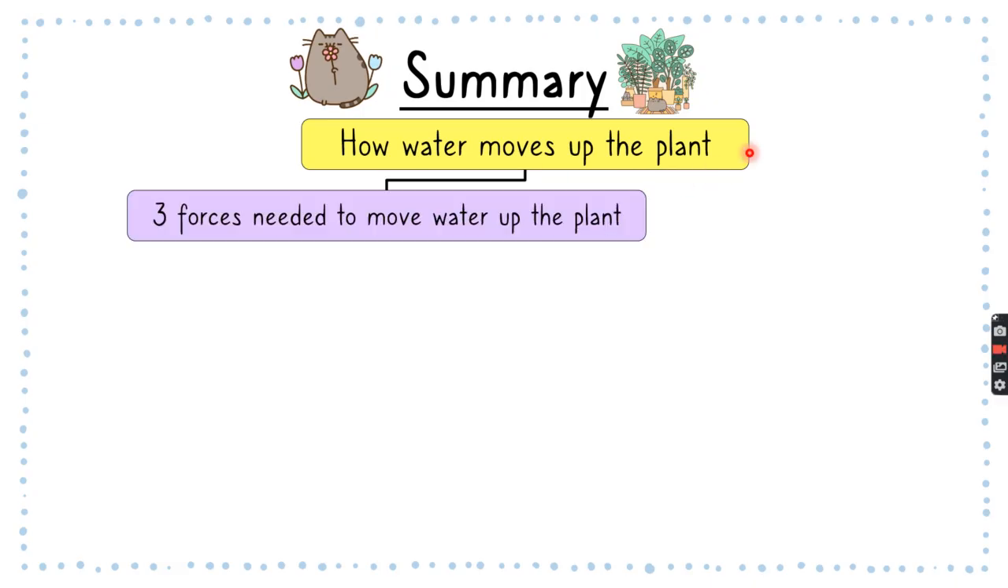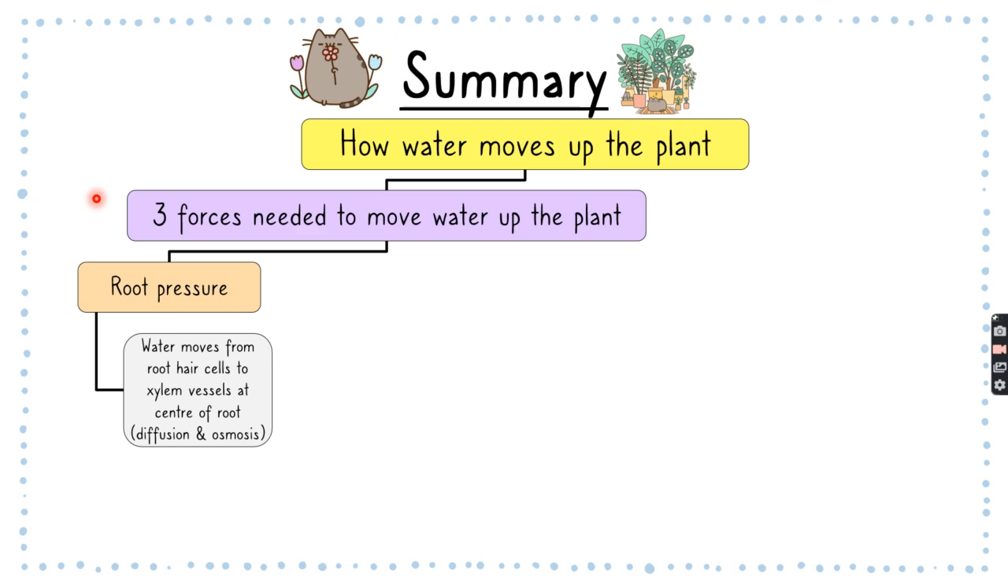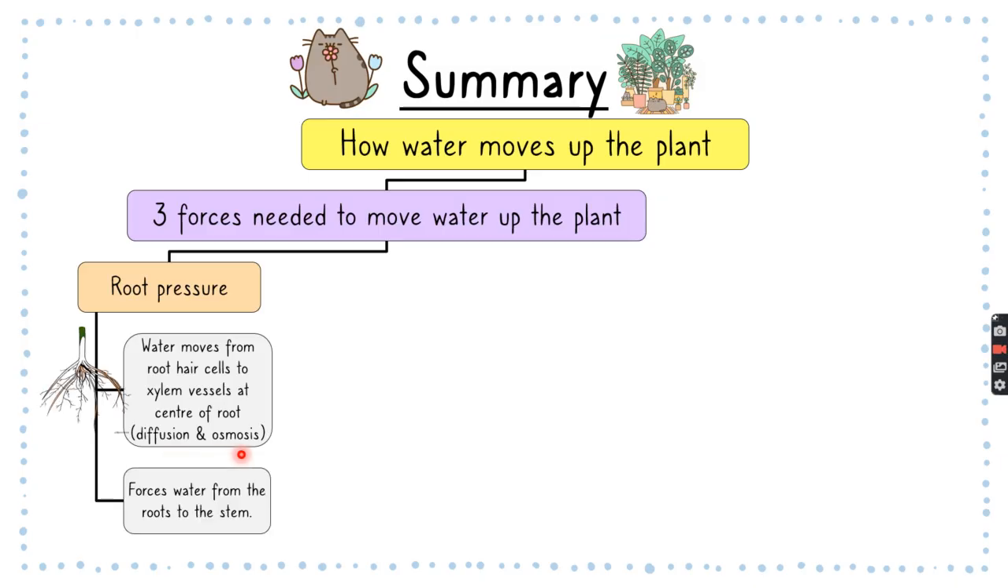There are three main forces that are needed to move water up the plant. The first one is called root pressure. During root pressure, water moves from the root hair cells to the xylem vessels, which is at the center of the root, via diffusion and osmosis. And this gives a pressure that forces water from the roots to the stem.